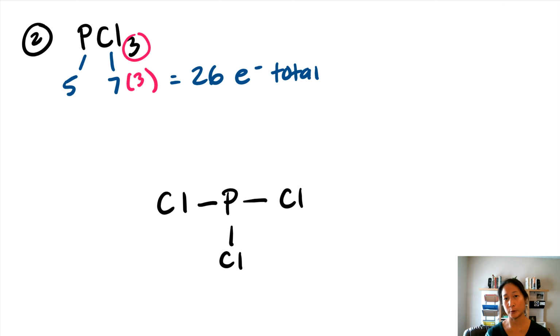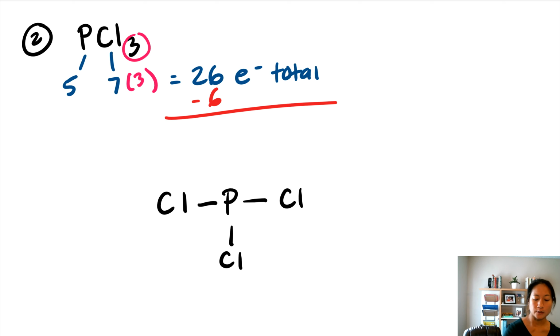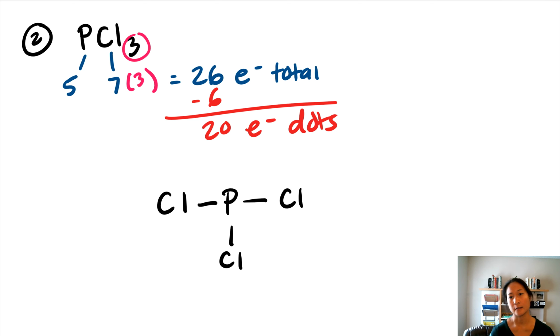Step 4, subtract out all the electrons that you just drew in those single lines. So that's 2, 4, 6 electrons that you have just used. So you have 20 electrons, which are going to be your dots that you need to start putting on the outside atoms, your lone electrons. In other words, the electrons not involved in the bonds. So always start with the outside ones first until they have their octet.